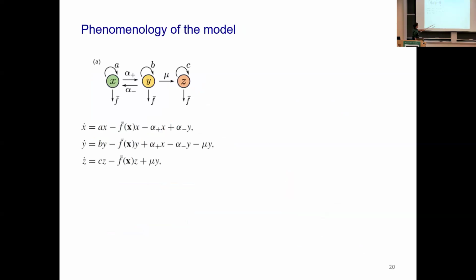These are the simplest equations you could write down: the growth rates, and the transition rates. We wanted to keep the population size fixed, so we just subtract the mean fitness. If you add all these 3 without these terms, you'll get some residual growth rate, and that's what we are subtracting out. This is just the mean growth rate, to keep the population size constant.